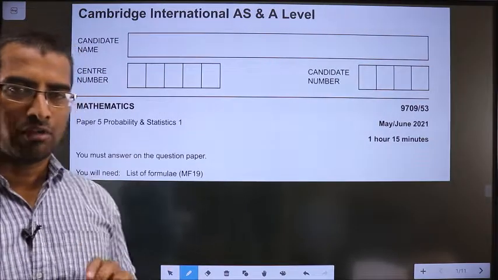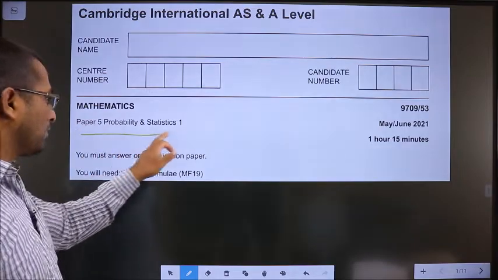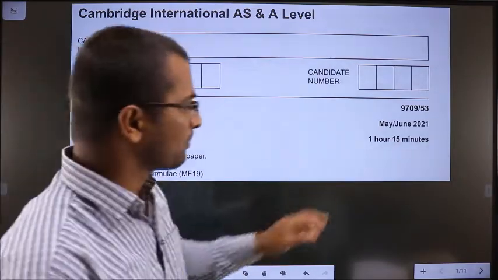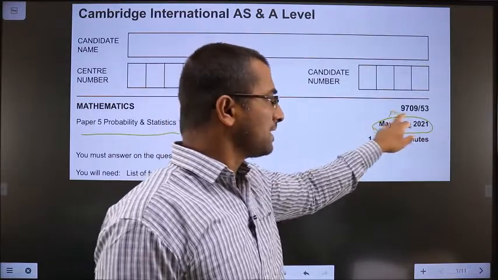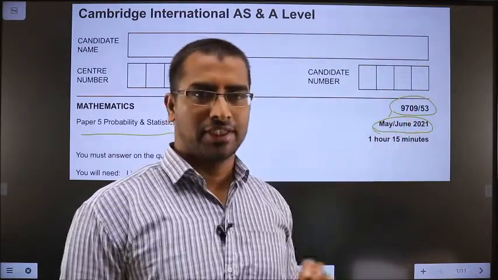I will be solving Paper 5, Probability and Statistics 1, May/June 2021. Paper code is 9709/53.